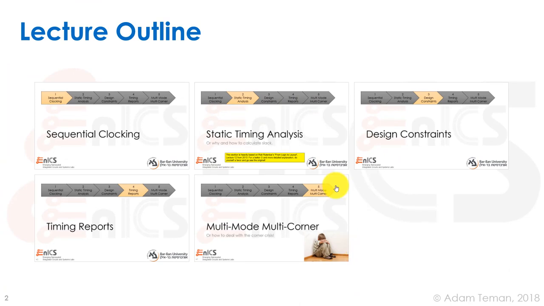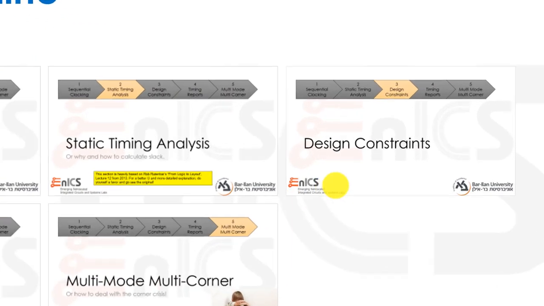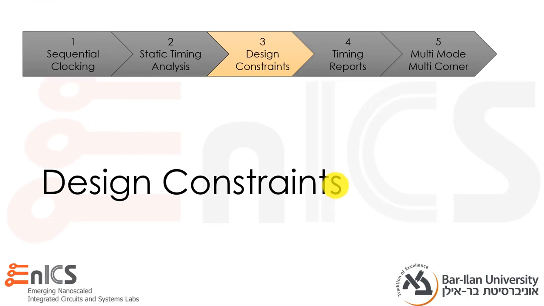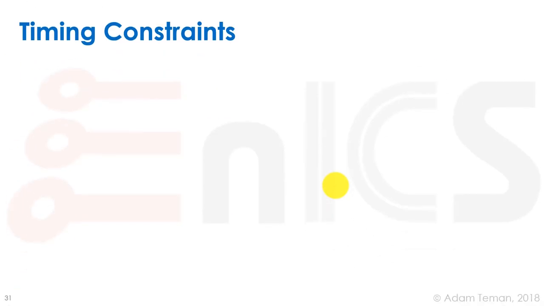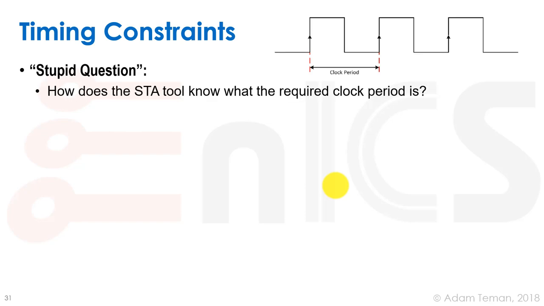So now that we've finished discussing some of the algorithms behind static timing analysis, we want to go back to our design constraints that we had to define after elaboration during the synthesis flow, and see how we actually set the T equals 12 from before, the false path that we discussed before, and so on. So, timing constraints. Here's a stupid question. How does the STA tool know what the required clock period is? We've been discussing all the time that we have this nice waveform of a clock, and this is our T, or our clock period. How do we know what the clock period is?